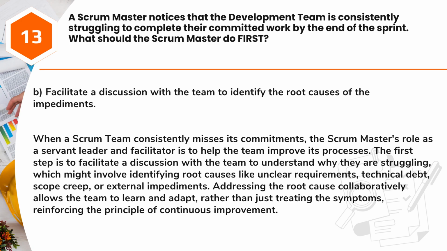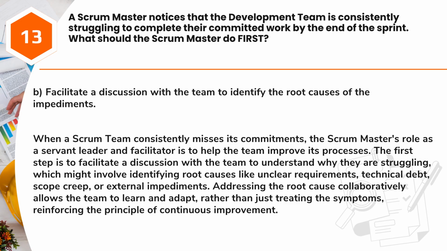Answer: B. Facilitate a discussion with the team to identify the root causes of the impediments. When a Scrum team consistently misses its commitments, the Scrum Master's role as a servant leader and facilitator is to help the team improve its processes.